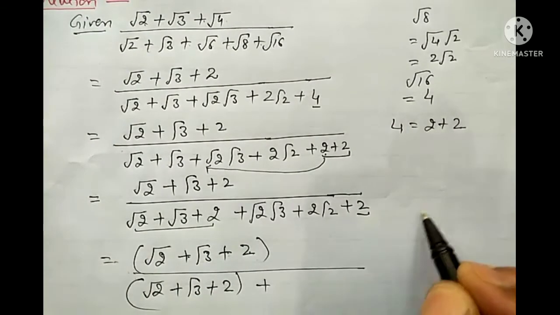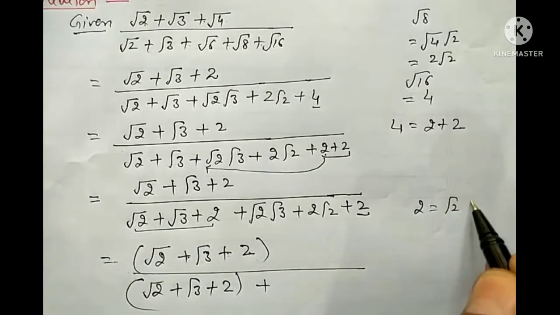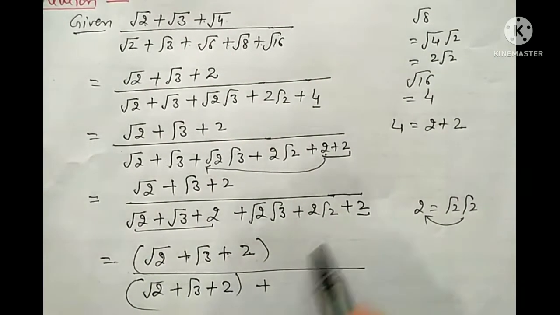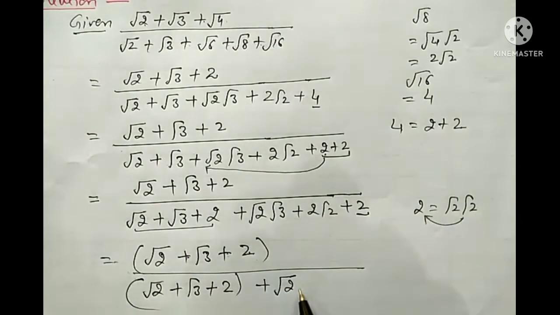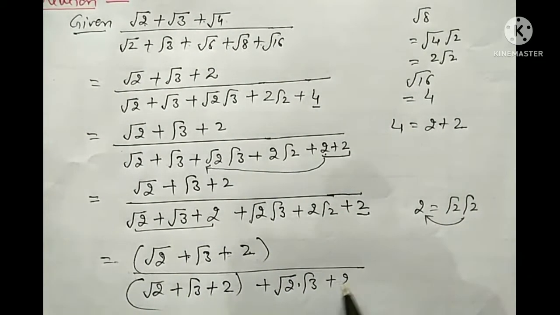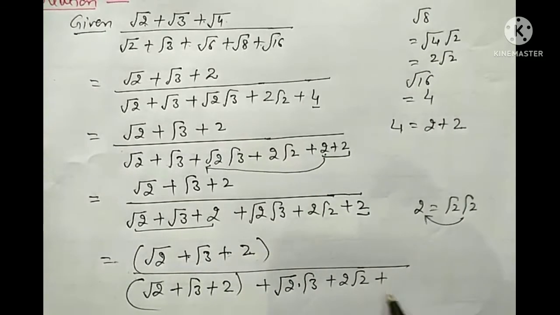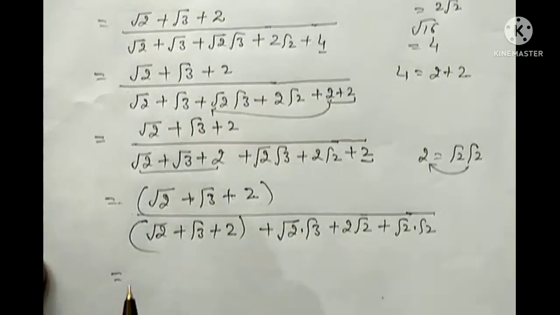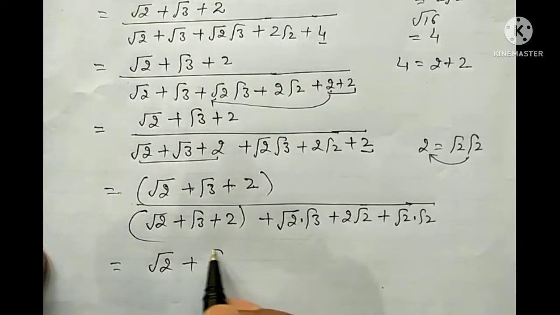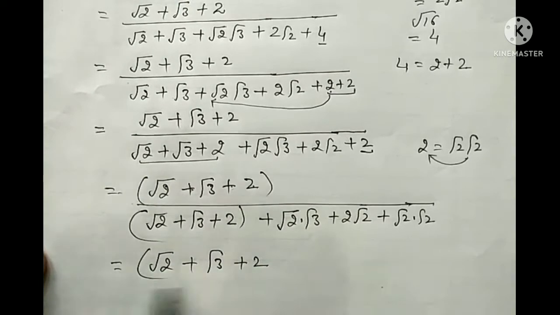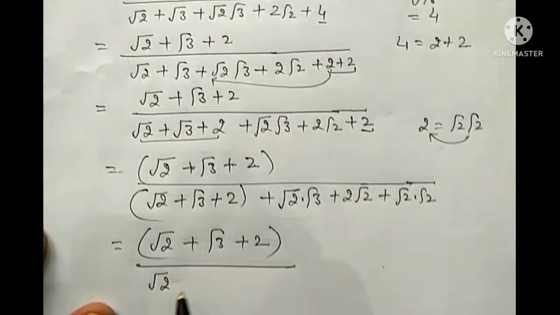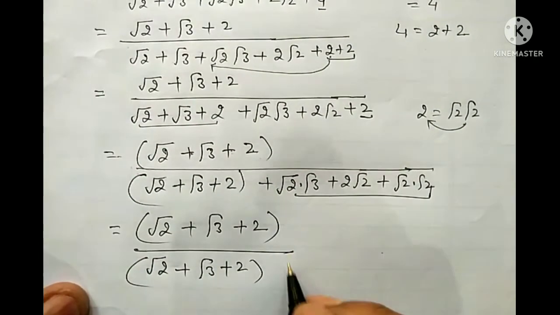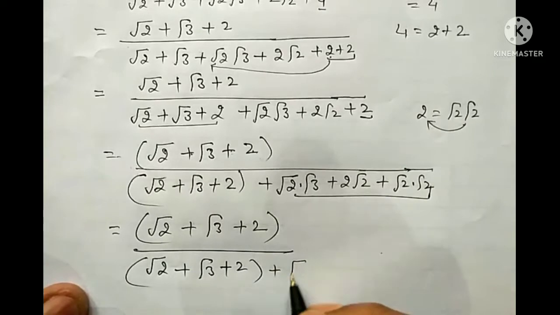Now this 2 is written as square root 2 times square root 2, and this is equal to 2. So this becomes square root 2 times square root 3 plus 2 times square root 2 plus root 2 times root 2, and this is equal to square root 2 plus square root 3 plus 2 over square root 2 plus square root 3 plus 2. Here root 2 is common, so taken outside.